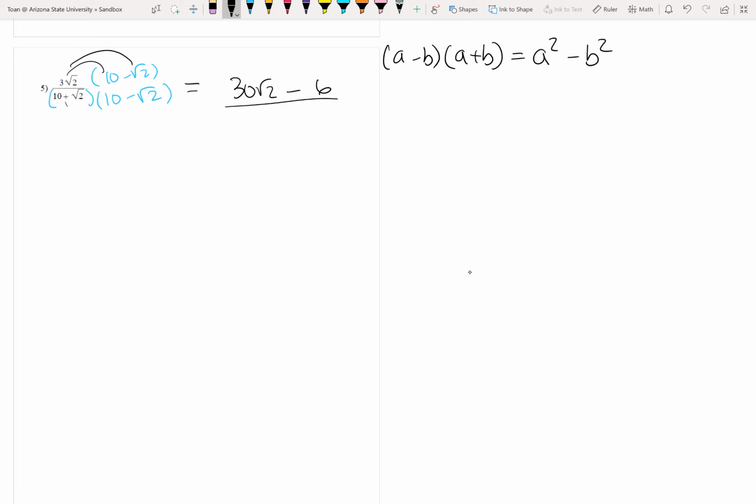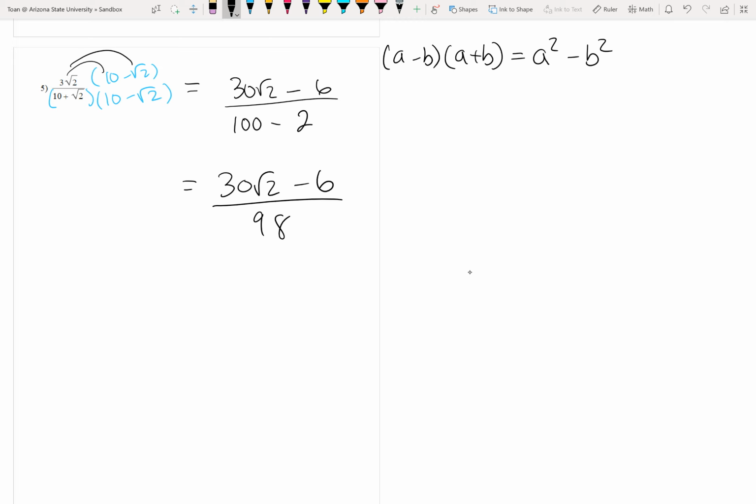Over. Now in the denominator, you can go ahead and certainly FOIL, but this is the reason why we use this pattern, because all it is, is the first term squared minus the second term squared. So the first term, 10 squared, is 100, minus the second term, radical 2 squared, is just a regular 2. So you get 30 rad 2 minus 6 over 98.